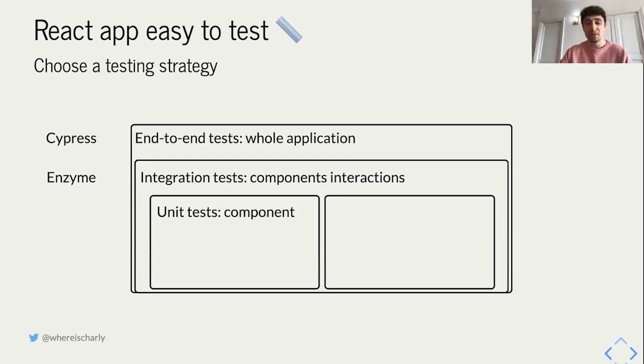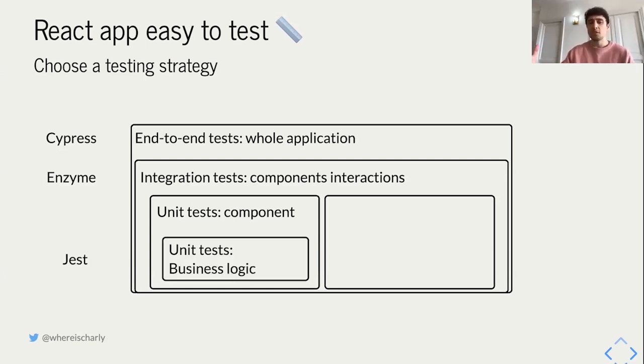If we narrow down again, we can do exactly the same thing on only one component, and this is what we call unit test. You're going to be able to unit test a specific component. Maybe you want to unit test a component because it has a lot of custom logic, complexity, or it's a critical component. And this, again, we're going to use Enzyme and React Testing Library.